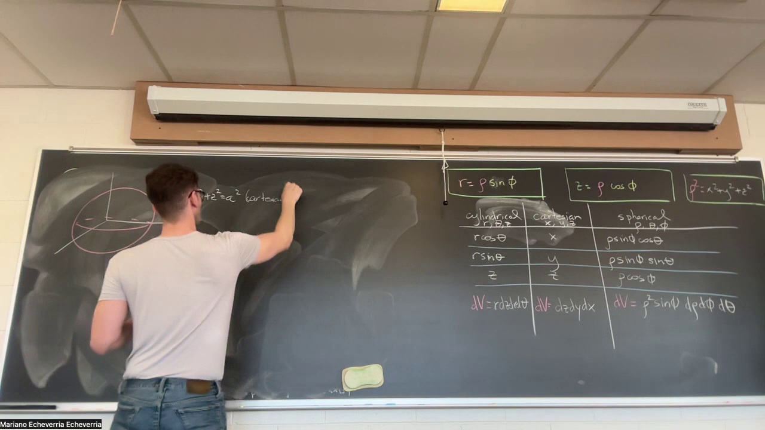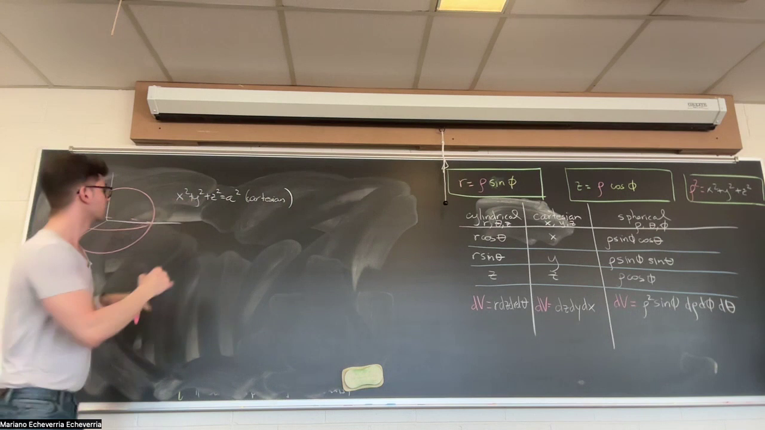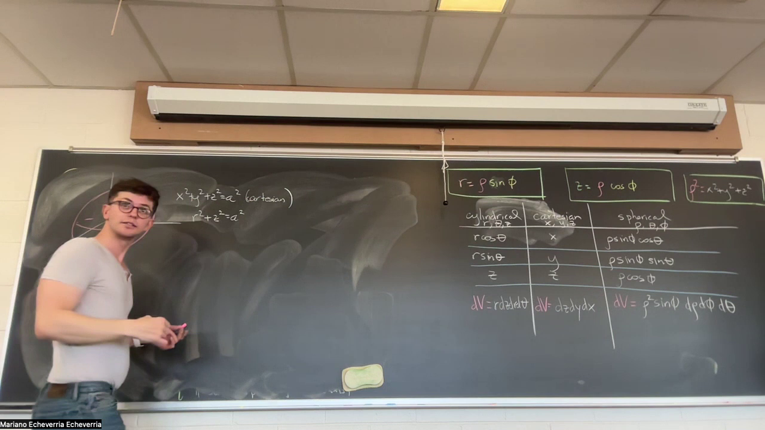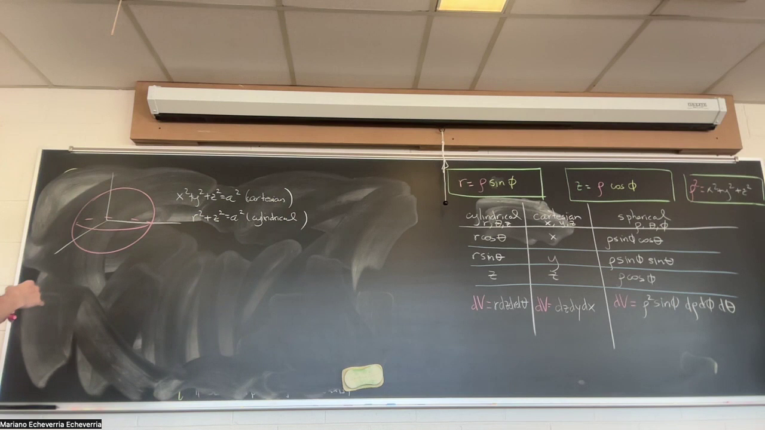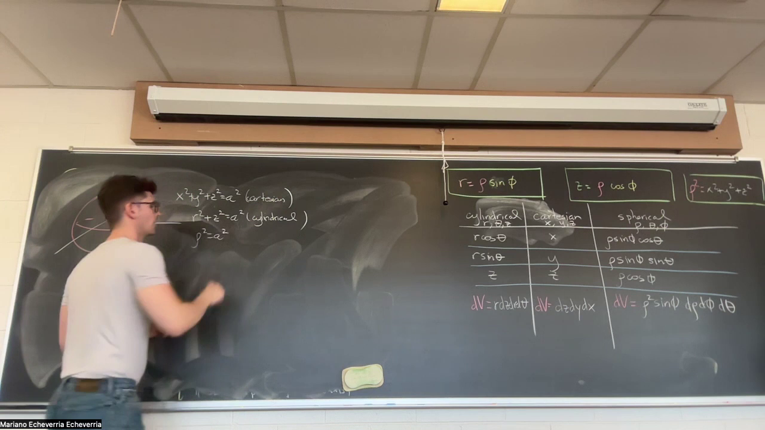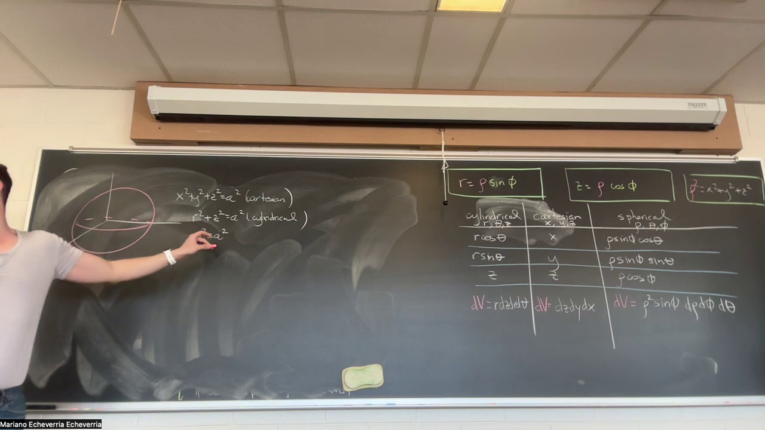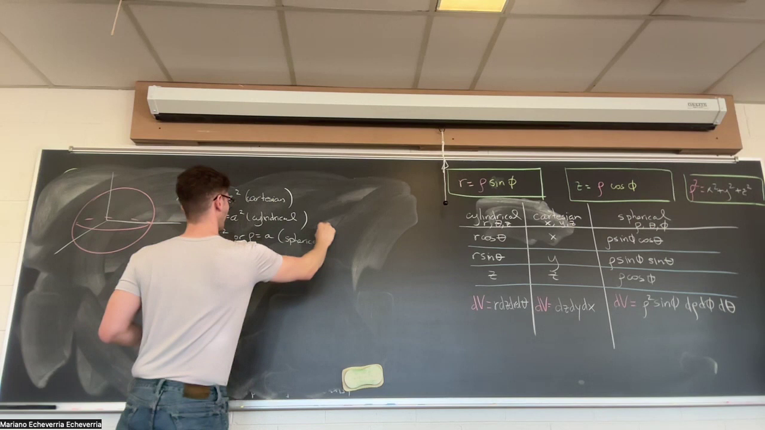What would the equation of the sphere look like in cylindrical? x squared plus y squared just becomes r squared, so r squared plus z squared equals a squared. And how would this look in spherical? x squared plus y squared plus z squared becomes rho squared, so you get rho squared equals a squared, which simplifies by taking square roots on both sides, because rho is always non-negative for us, to rho equals a. So that is the same sphere, written in three different ways.